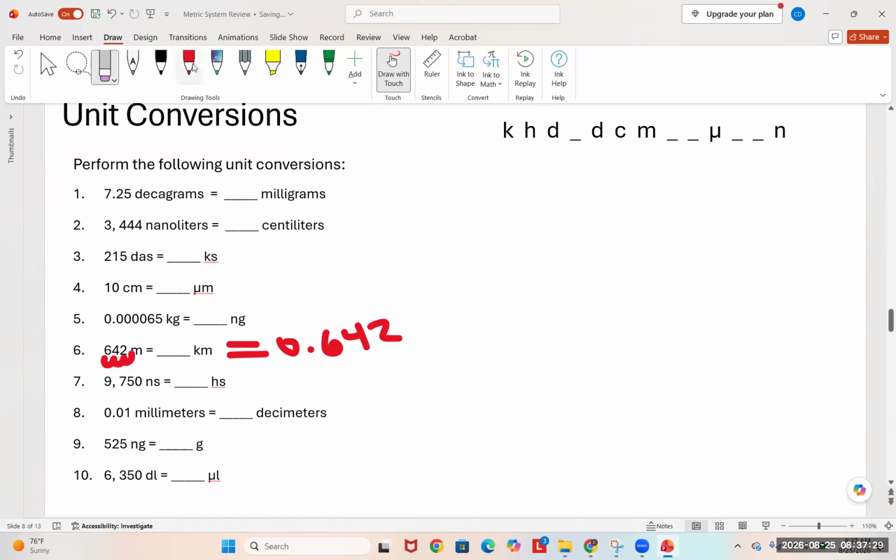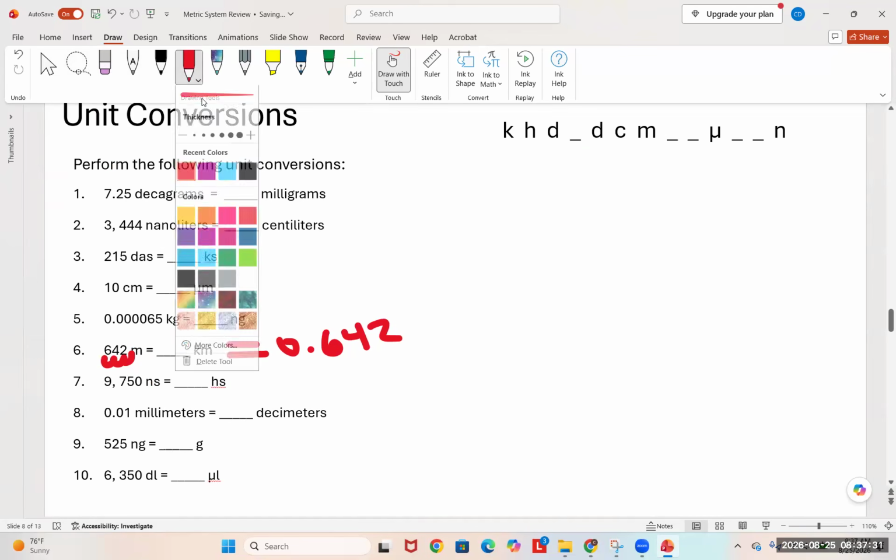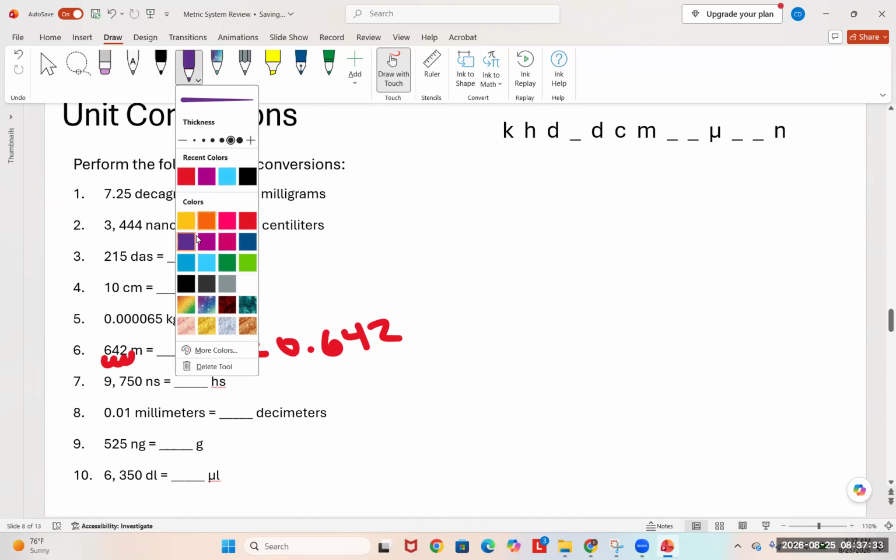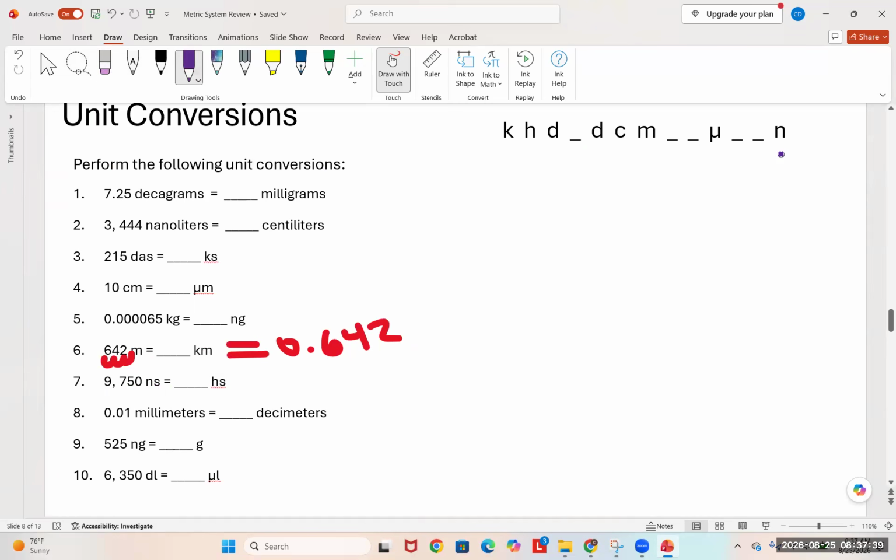All right, next up, we're just going to go ahead and change colors instead of erasing every time. We're going to have 9,750 nanoseconds. We're starting here, and we're going all the way down to hecto. So we're going to move 1, 2, 3, 4, 5, 6, 7, 8, 9, 10, 11 spaces to the left. So we're going to be getting tiny.